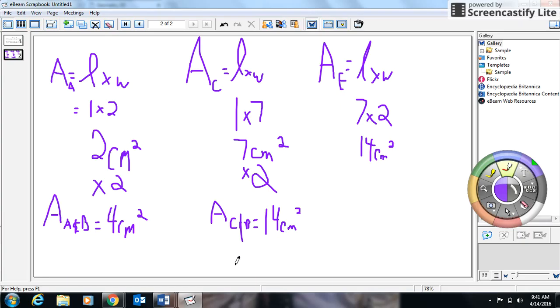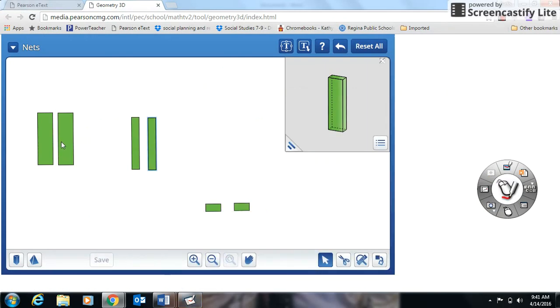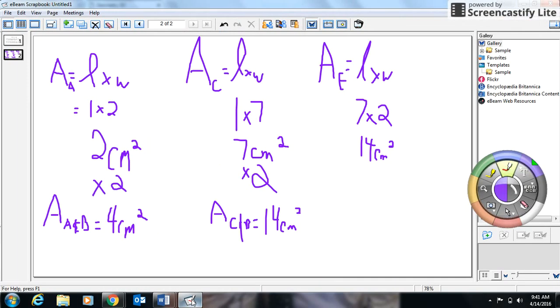squared. But remember, there are 2 of these shapes here, that one and this one, and they're congruent, the same size, so I don't have to recalculate my area. I just have to multiply that by 2 to know that the area of sides E and F is equal to 14 times 2, which is 28 centimeters squared.